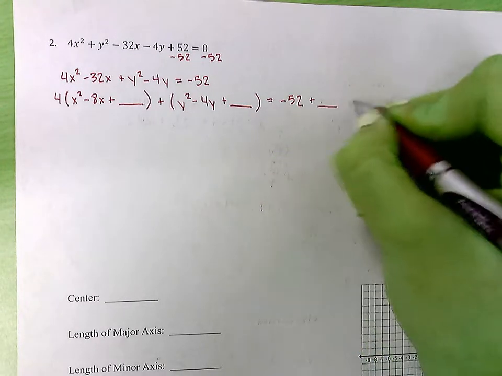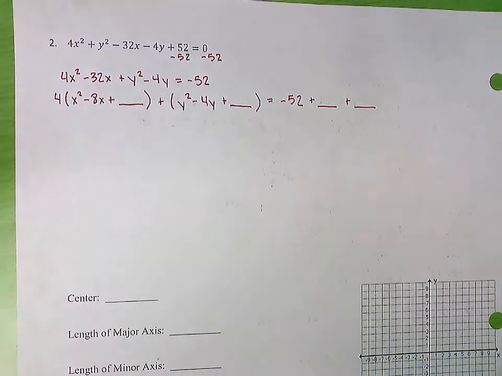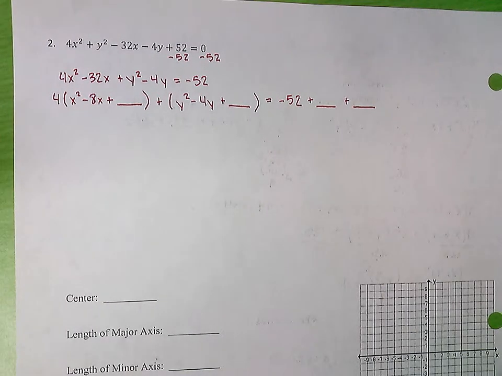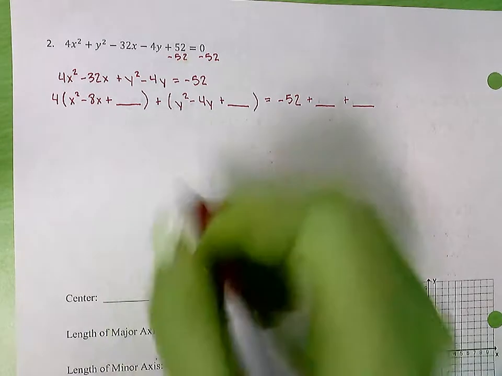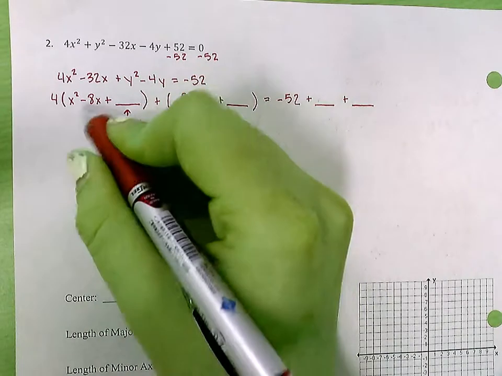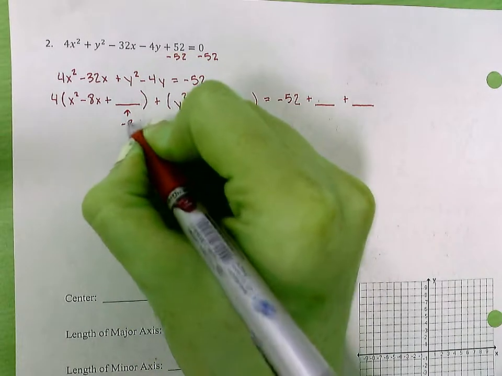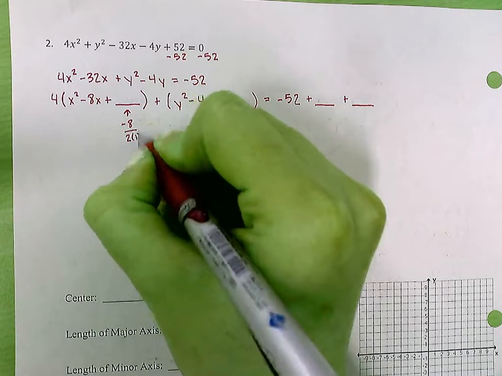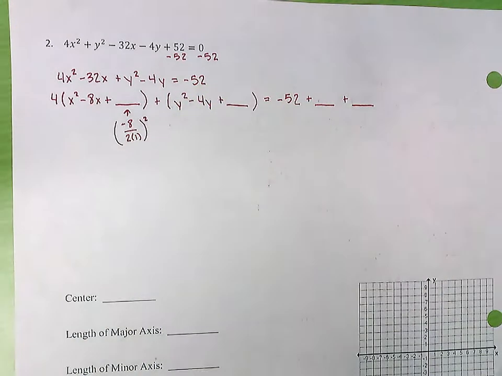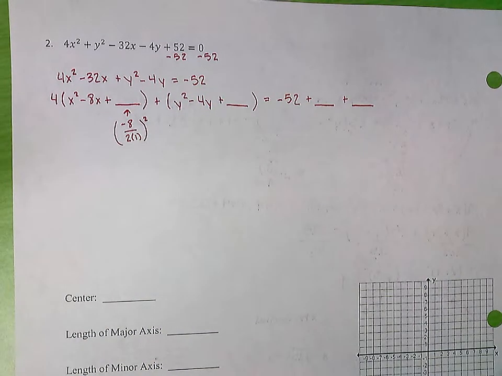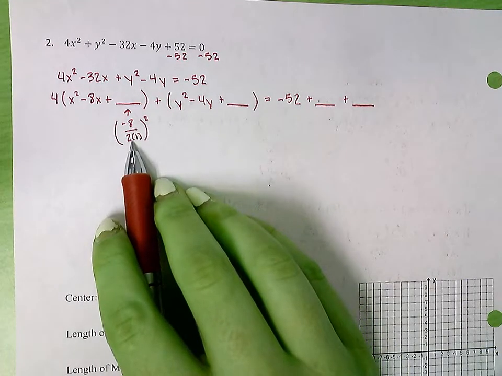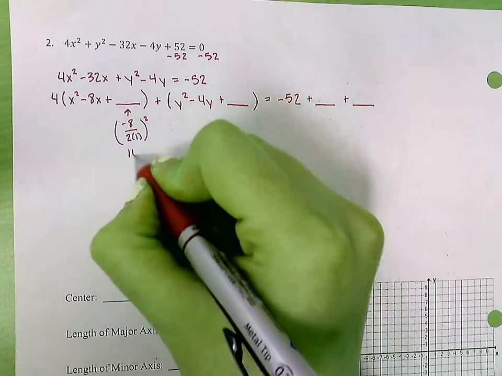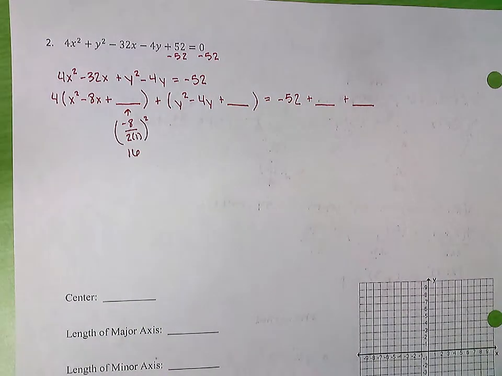And whatever I do to one side, I have to do to the other. So I'll add 2 blanks there. So again here, to get this value, we'll take our b value of negative 8, divide by 2a, and square it. So negative 8 divided by 2 is negative 4. That squared is 16.